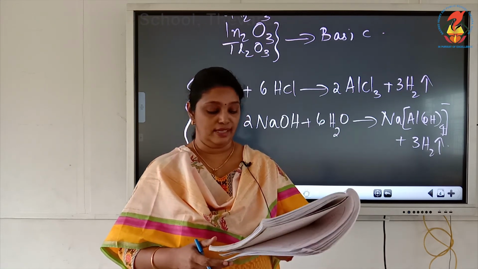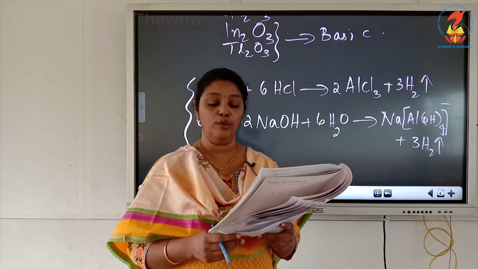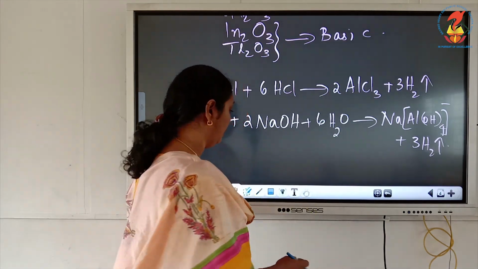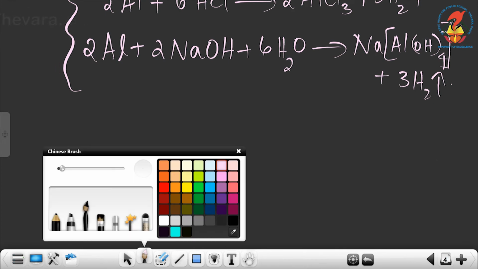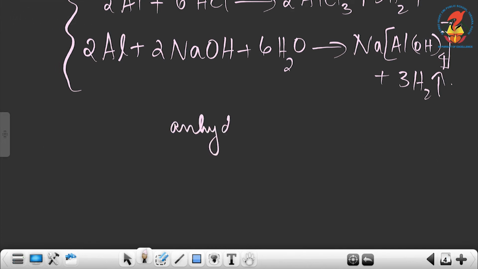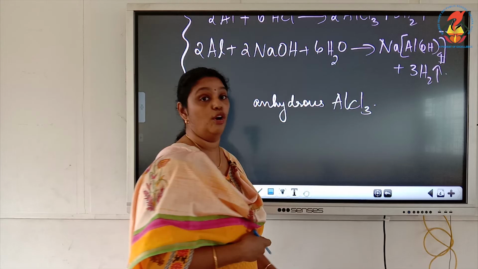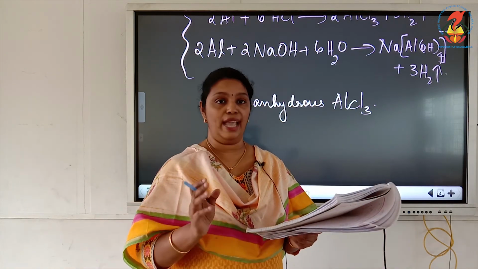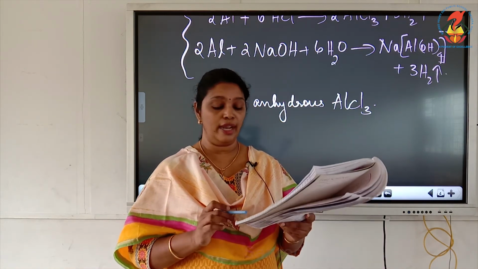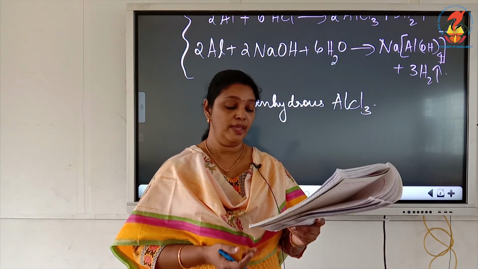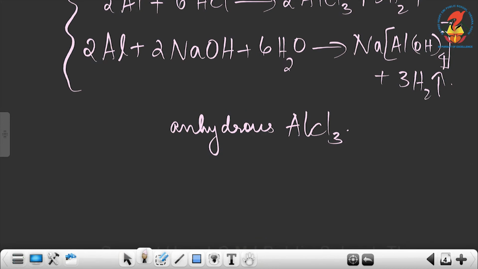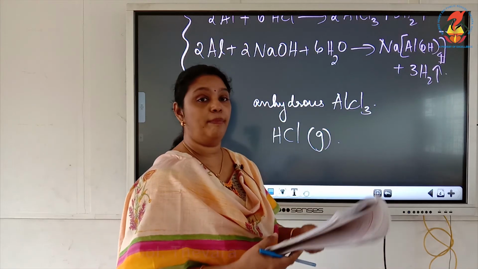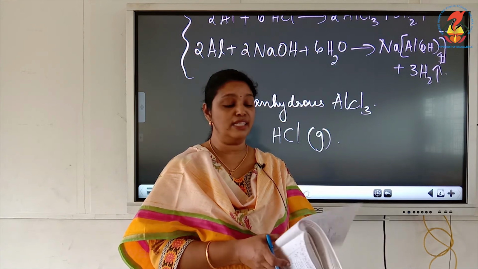Now next is a question: white fumes appear around the bottle of anhydrous aluminium chloride. So when you check in the lab, the neck of the bottle of anhydrous aluminium chloride, you can observe white fumes coming. The answer is, in presence of moisture, anhydrous aluminium chloride is hydrolyzed to form hydrogen chloride gas. So in presence of water, aluminium chloride will form HCl gas, which appears white in color, that is seen as white fumes.